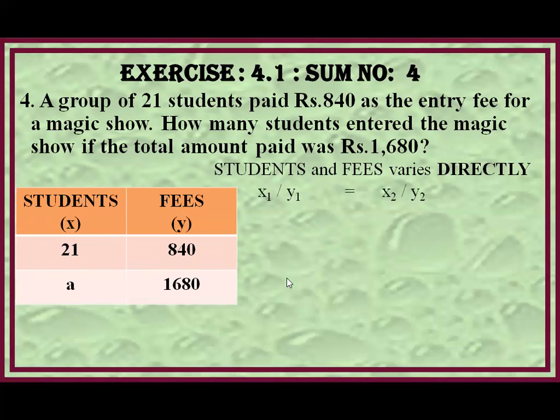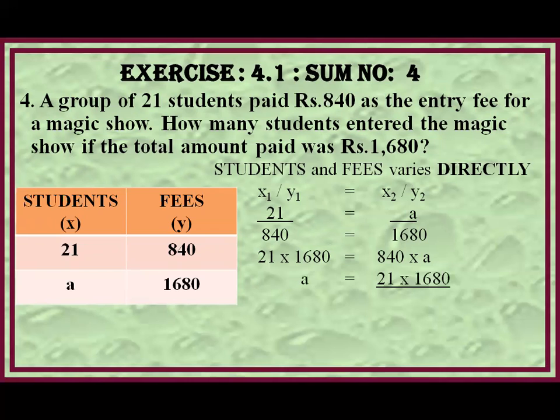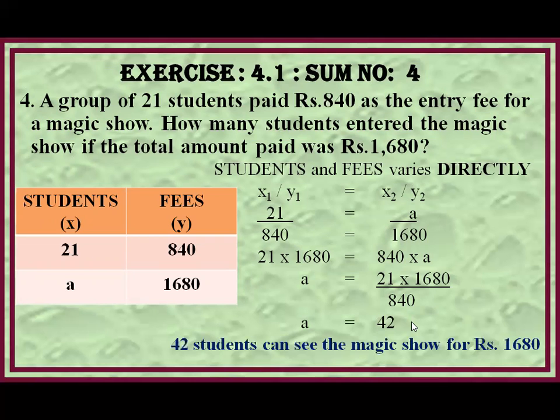X1 by Y1 is equal to X2 by Y2. So you get 21 by 840 is equal to A by 1680. Cross multiply: 21 into 1680 is equal to A into 840. A is equal to 21 into 1680 divided by 840. You get 42. So therefore 42 students can see the magic show with rupees 1680.